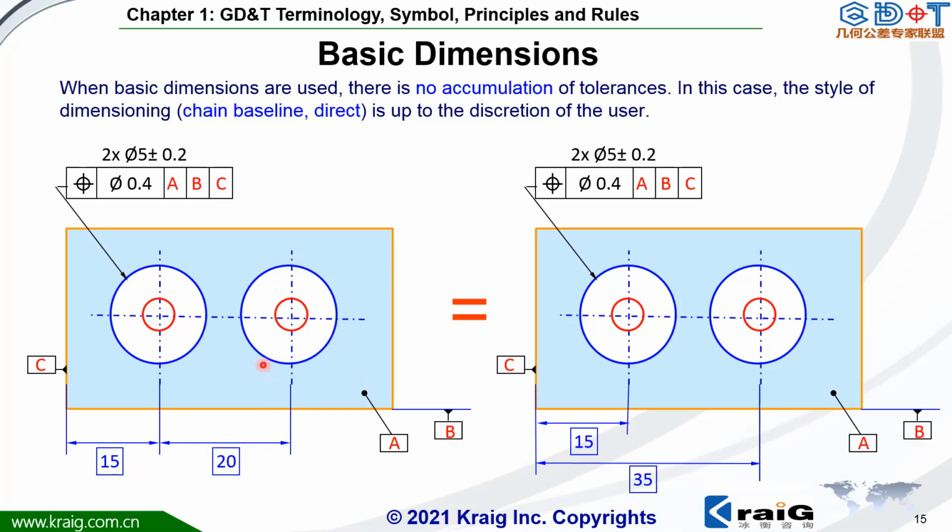the datum of the tolerance feature is decided by the feature control frame here, because there's a datum here. That's why these two ways have the same meaning. There's no accumulation. The position tolerance of this hole will not accumulate to this hole. So from here, we can see when basic dimensions are used, there is no accumulation of tolerance.